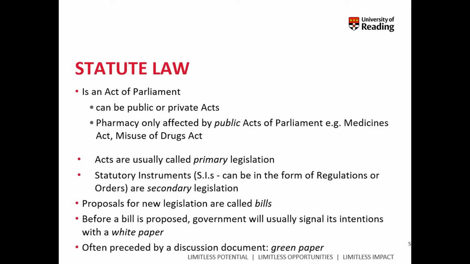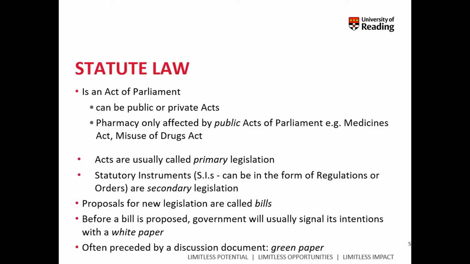So the first one is a discussion document. It might be a green paper that comes up with an idea for a new act, and then before that bill or act is proposed, the government will usually signal its intentions with a white paper. This is a bit more detail around what the government is proposing for the new act or the bill, and what they're going to be doing around it. So that goes through various stages of discussions. It goes through lots of readings and debates before a bill even becomes an act.